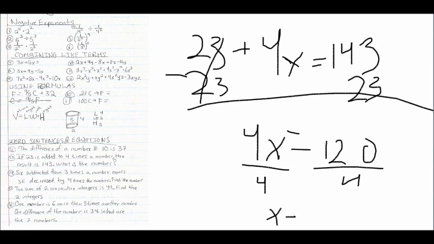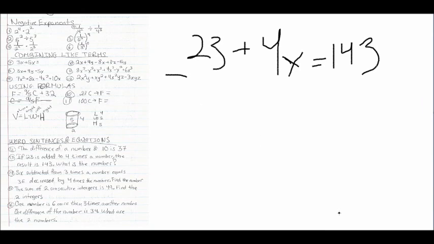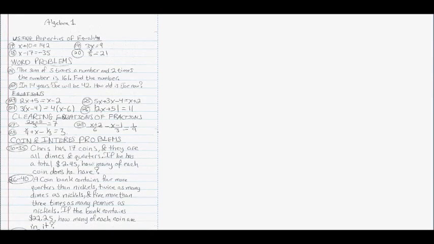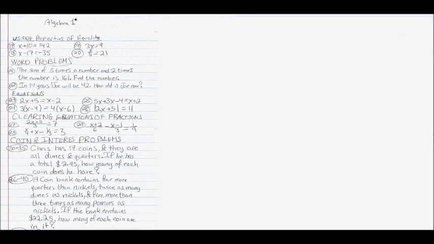Let's cross this out. We're left with 4x equals 120, right? We divide, well, I shouldn't be skipping steps, all right? Divide each side by 4. And after we simplify it, x equals 30. All right. Now on to page 2.